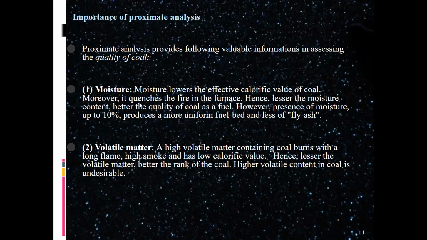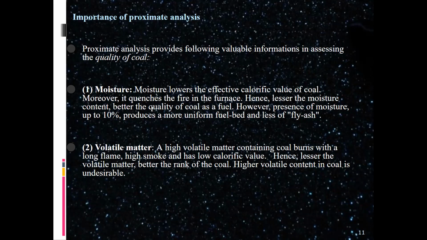What is the use or the importance of proximate analysis? Proximate analysis provides the following valuable information in assessing the quality of coal. We can find out moisture, volatile matter, ash, and fixed carbon. Now I'm going to explain the importance of moisture in the coal sample. Moisture lowers the effective calorific value of coal. Moisture is reducing the calorific value of the coal.